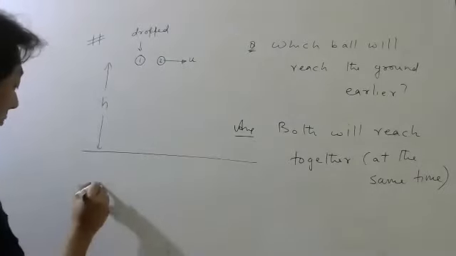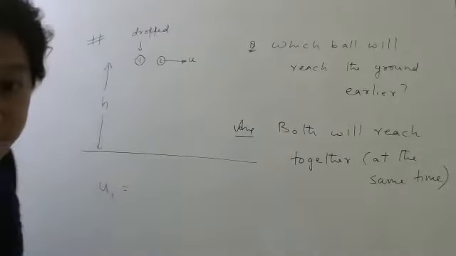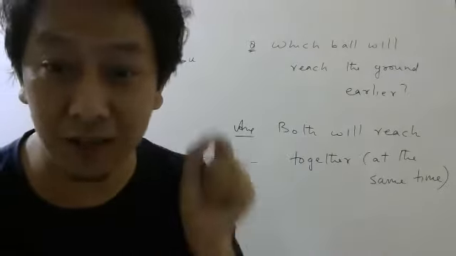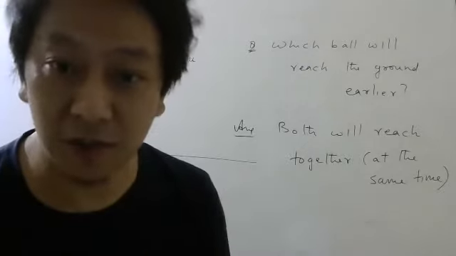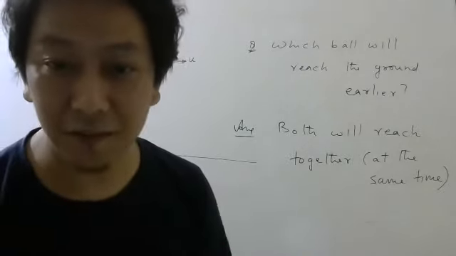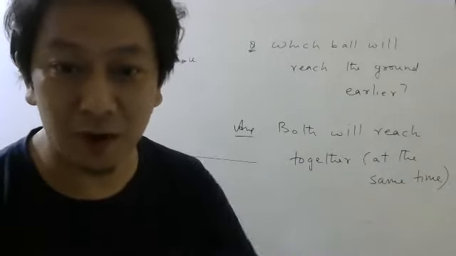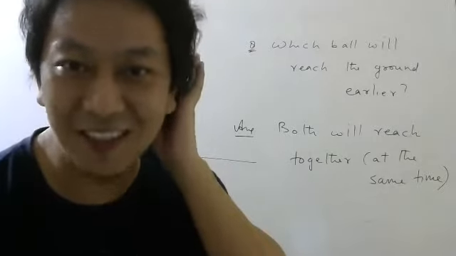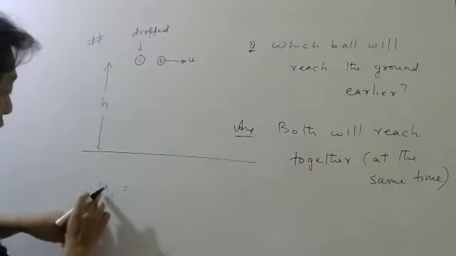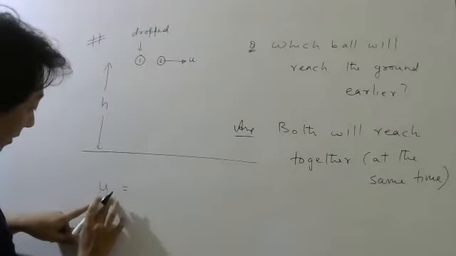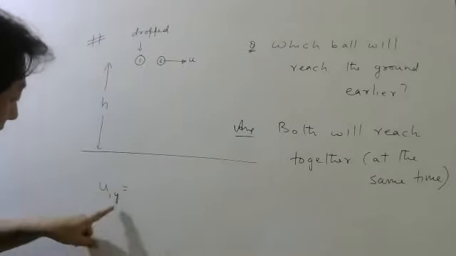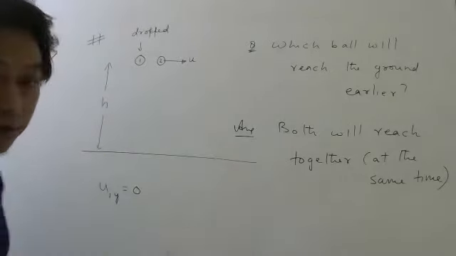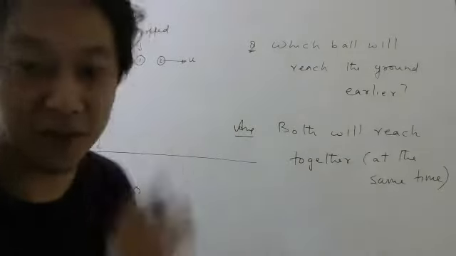Now tell me, what is the initial velocity of ball number 1? 0, because it is dropped. So since initial velocity of ball number 1 is 0, the y component of the velocity also will be 0. If a vector is 0, its components also will be 0: 0 cos theta, 0 sin theta. So the y component of initial velocity of the first ball is 0. No doubt about that, because it is simply dropped.